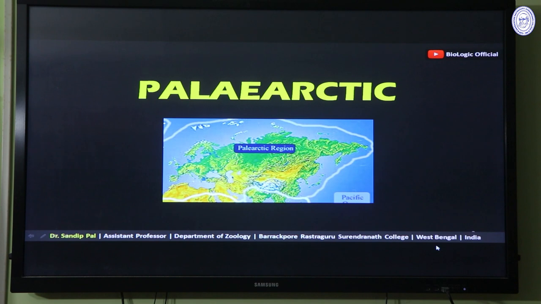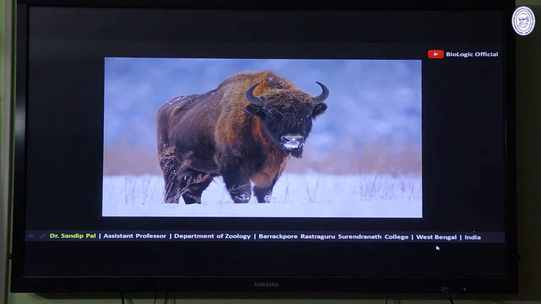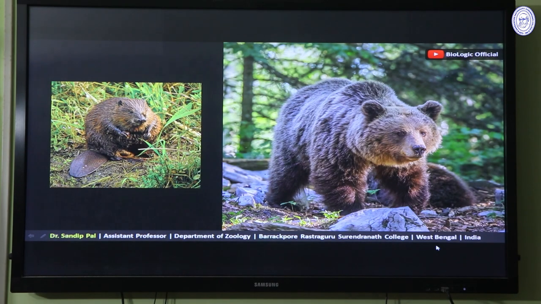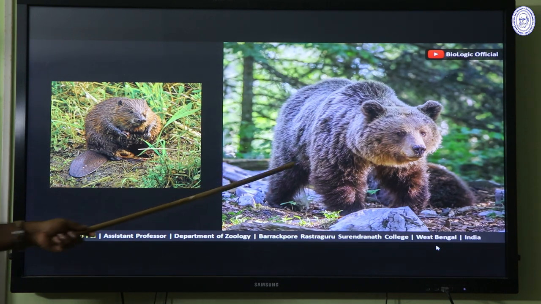Now we need to know the characteristic fauna of this realm. Let's start with the mammals. This picture is of American bison. American bison is only found in this Palearctic realm. Next, this one is European beaver. And this one, European brown bear.